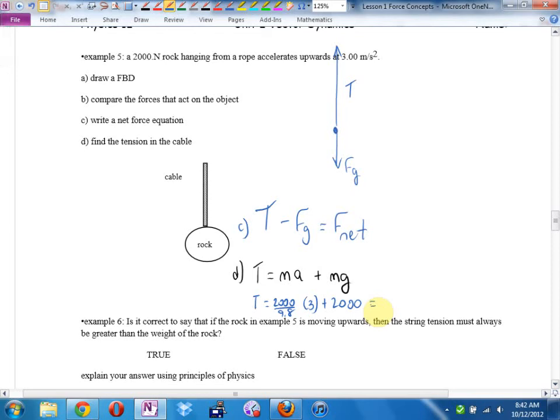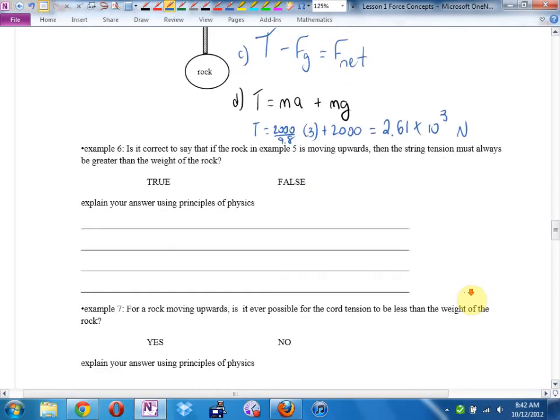No, I don't think so. I'm pretty sure it's bigger than 2,000, because the gravity alone is 2,000 and it's accelerating up. It's got to be somewhere in the 2,000 pluses. 2,612.2, which is 5 sig figs. Can I go 2.61 times 10 to the third newtons? Okay. So the weight of the rock was 2,000 newtons. The tension was 2,600 newtons.